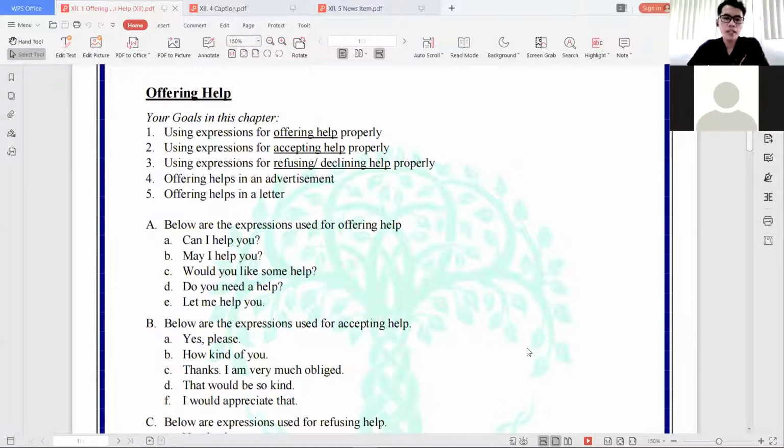See point A. Below are the expressions used for offering help. For offering help. A. You can say, can I help you? Or B. May I help you? Or C. Would you like some help? D. Do you need help? Or E. Let me help you. So if you want to offer help to the others, you can say, can I help you? Or may I help you?